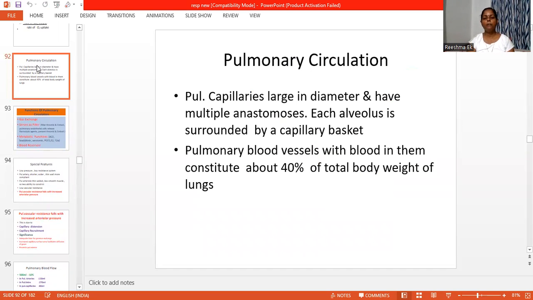The next is about the pulmonary circulation. Pulmonary capillaries are larger in diameter and have multiple anastomoses. Each alveolus is surrounded by a capillary basket. Pulmonary blood vessels with blood in them constitute about 40% of the total weight of the lungs.